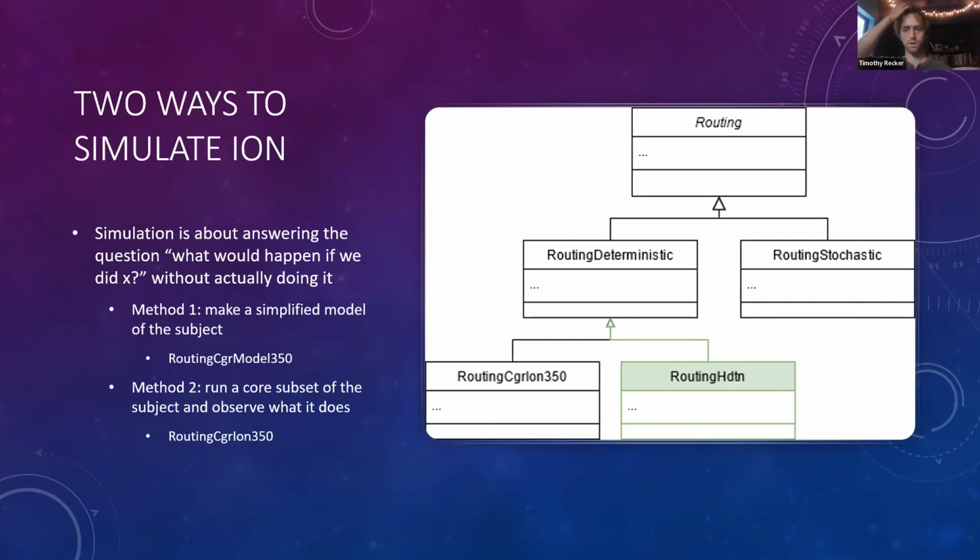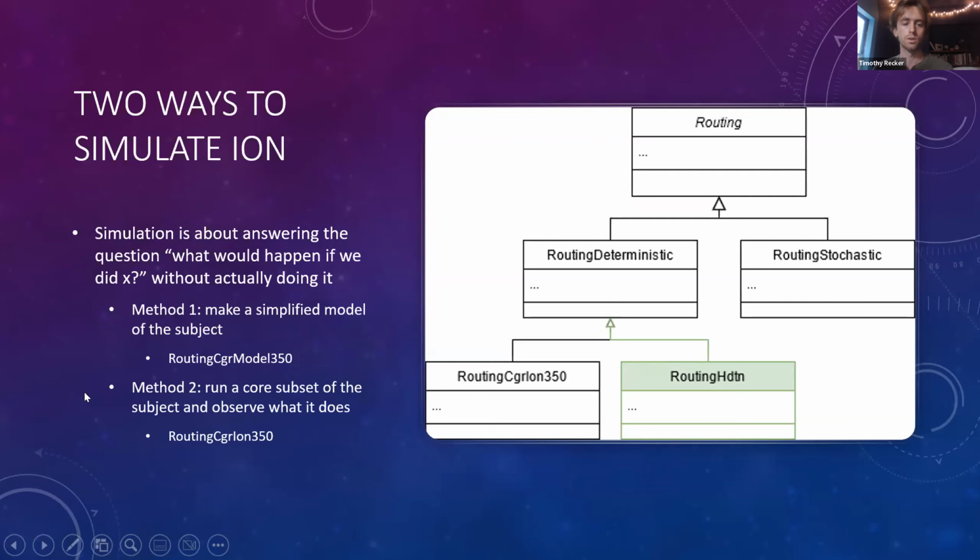in DTN Sim, I saw two interesting different approaches to the question of simulation. The first method of simulation is, you want to simulate something, you make a simplified model of your subject that encapsulates its core behavior that you want to study, and you run it. This approach is exemplified in DTN Sim by the routing CGR model 350, which I haven't included in my diagram here, but it sits under routing deterministic in the class hierarchy.